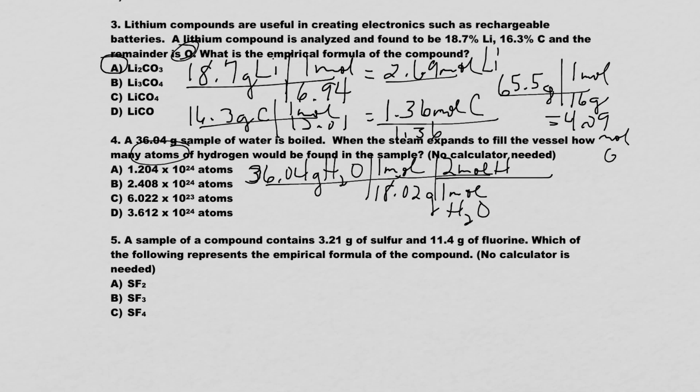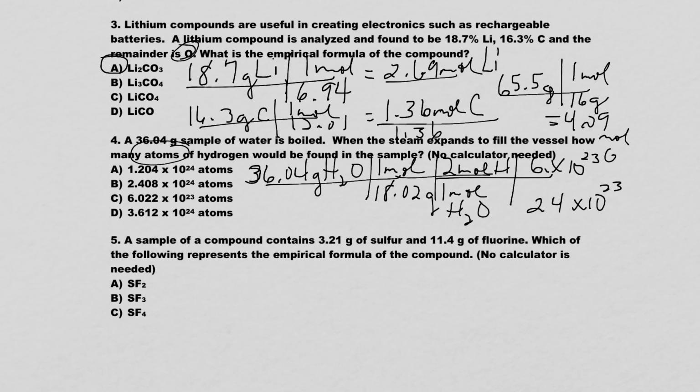So when you hear the word atoms or number of molecules or something like that, hopefully you will think of Avogadro's number. So I'm just going to round it off. Since we don't have a calculator, there's no reason to write 6.022. So I've got 36 divided by 18 is 2. 2 times 2 is 4. 4 times 6 is 24. Times 10 to the 23rd.